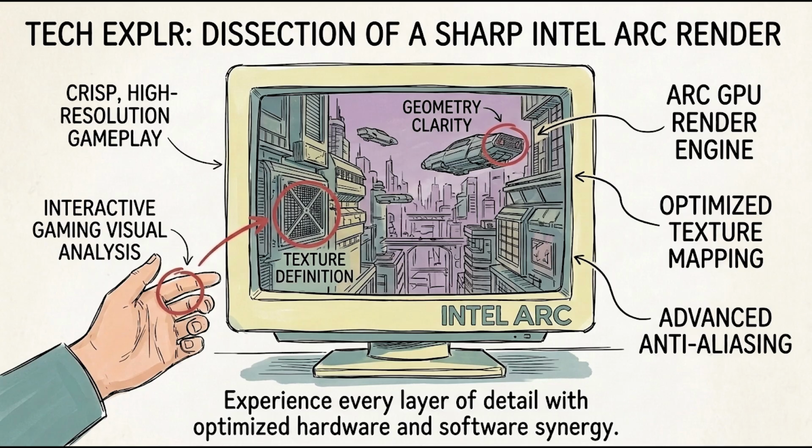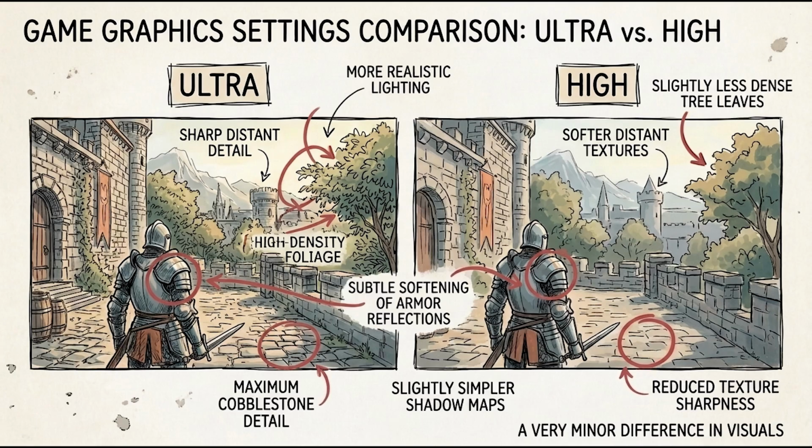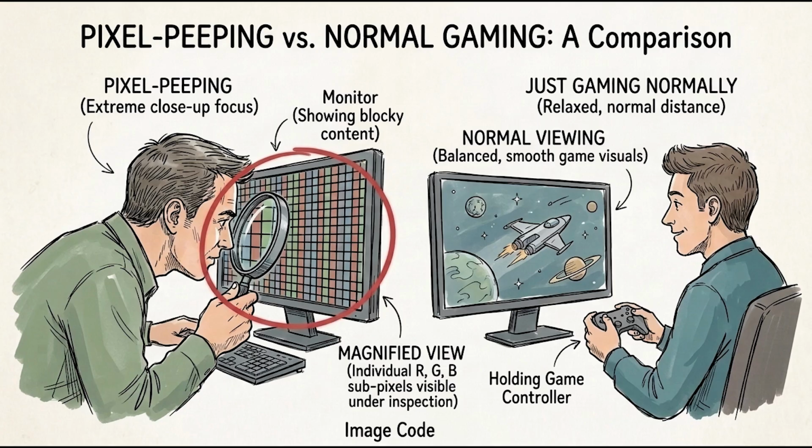The quality on Intel Arc hardware is legitimately impressive. XeSS at quality mode rivals DLSS in a solid number of titles. On non-Intel GPUs, using the DP4A path, quality dips slightly. It's like running a game on high settings versus ultra. You notice if you're pixel peeping side by side. In actual gameplay, it's basically the same experience.